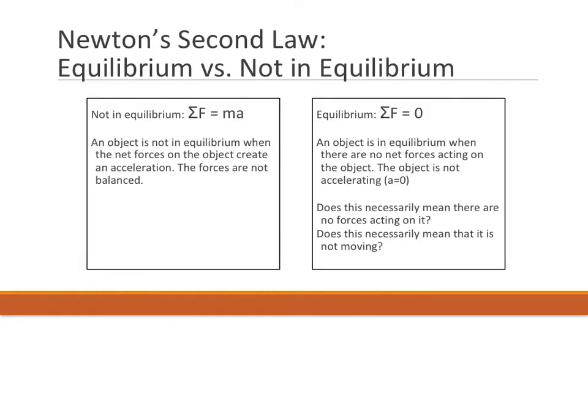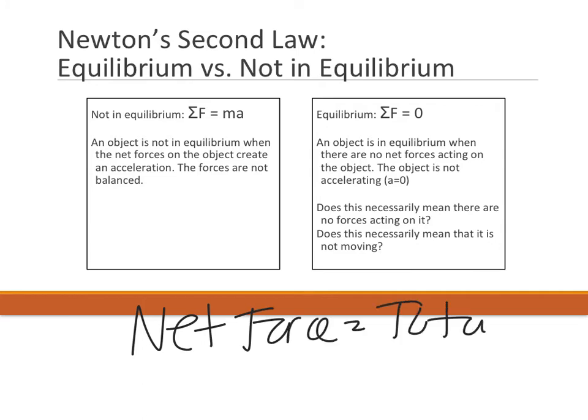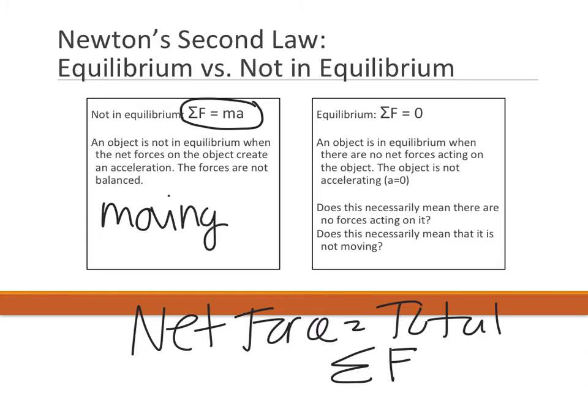So now we're going to get into how we will be using Newton's second law in these problems. As you may remember, net force is the total force on an object. This is often denoted with this symbol and F. That is sigma, that is the total of something. So we first have not in equilibrium. If something is not in equilibrium, it is moving. If something is in equilibrium, it is not moving. So when we are not in equilibrium, we'll use our total force equals mass times acceleration. If we are in equilibrium, we know our total force equals 0.